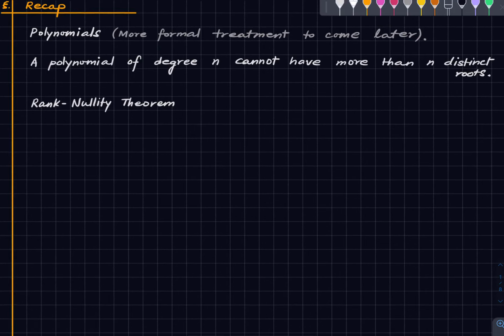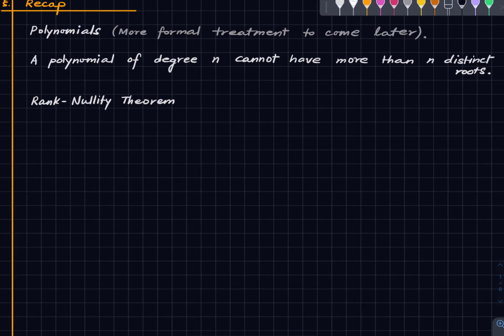Alright, we need to know only one fact about polynomials, that a polynomial of degree n cannot have more than n distinct roots. We haven't really defined what roots are, but I'm sure you're familiar with them, at least in the context of polynomials over real numbers. And we of course need to know about the rank nullity theorem, which says what?